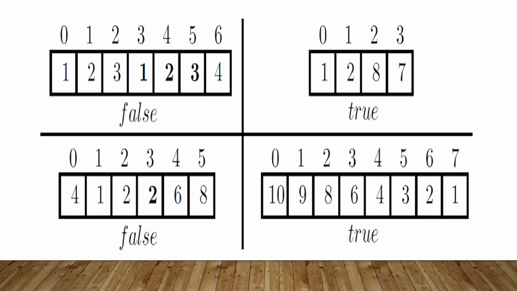Given an example, we can see on the top right, indices 0, 1, 2, and 3, so our array size is 4. We have 1, 2, 8, and 7. So all these elements are distinct, so we'll say true. But as we see on the top left, in this array of 7, we can see 1, 2, and 3 are not distinct.